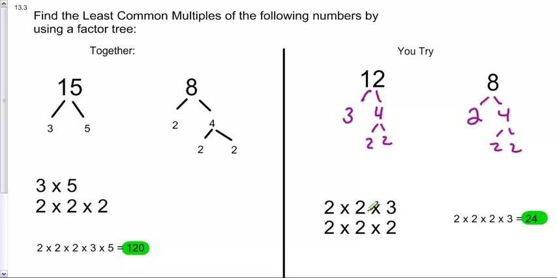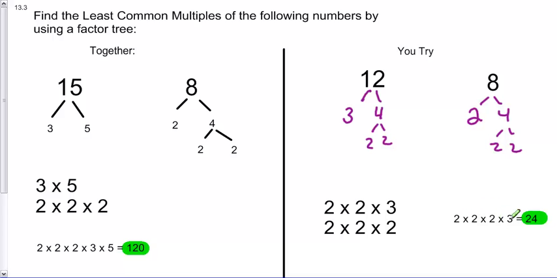here's what I have. 12 is 2 times 2 times 3. 8 is 2 times 2 times 2. So really all I have are 2's and 3's. Where are the most 2's? Well, the most 2's are right here, and I've got 3: 1, 2, 3. Where are the most 3's? The most 3's are right here, and there's only 1. So that's why there's only 1 3 there.